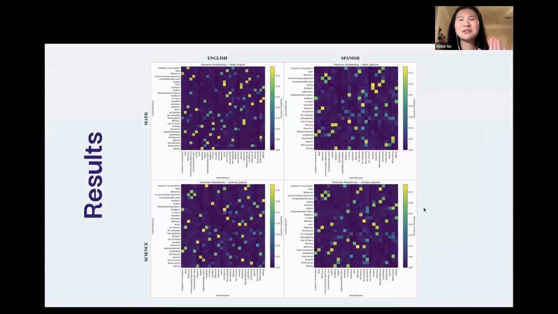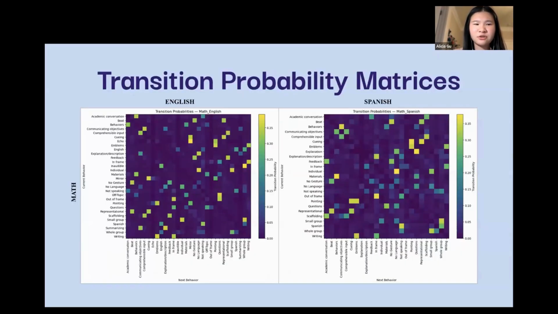So here are the results. It may seem a little intimidating, but we'll break them down. These are the transition matrices. So let's first take a look at specifically the math instruction. So we have our two languages here, English and Spanish, and we're looking at how the behaviors and gestures follow one another within each observational condition. So if we look at our key transition probability, the darker colors are less likely and the brighter colors are much more likely to occur.